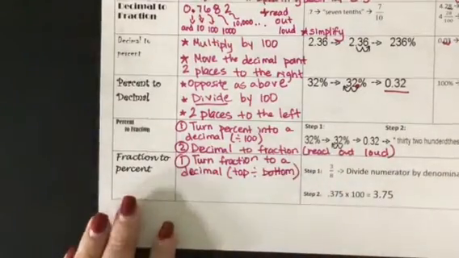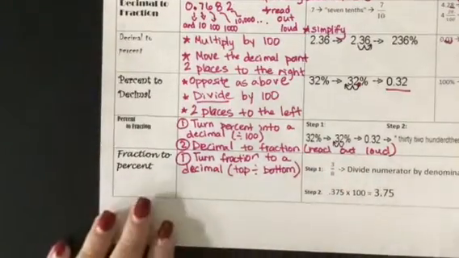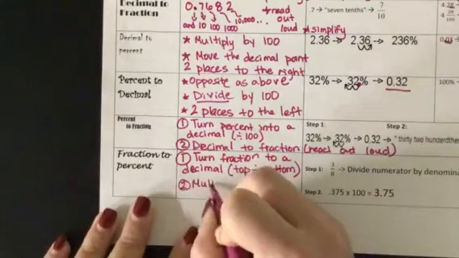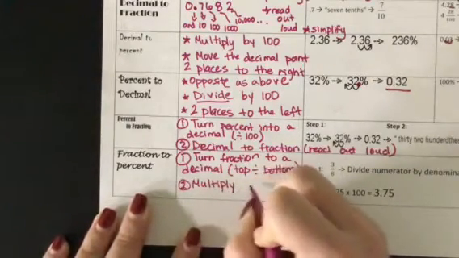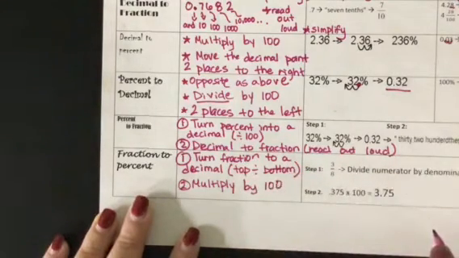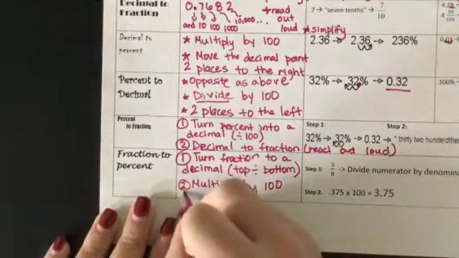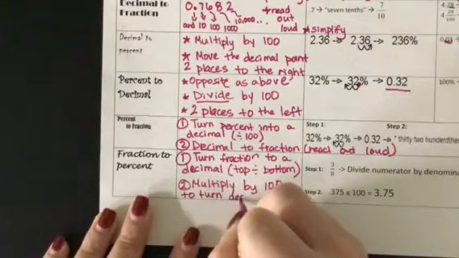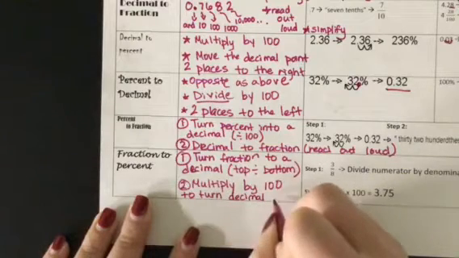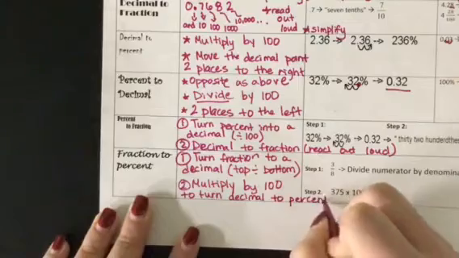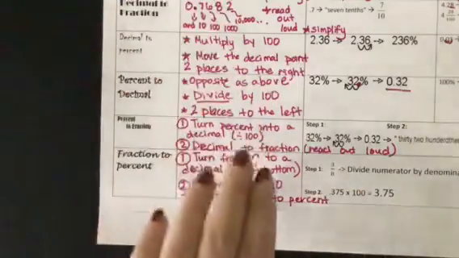Okay? Then, once we have that decimal, all we have to do is multiply the decimal by 100 to turn that decimal to a percent. All right, so steps we already know from up above, just putting them together.